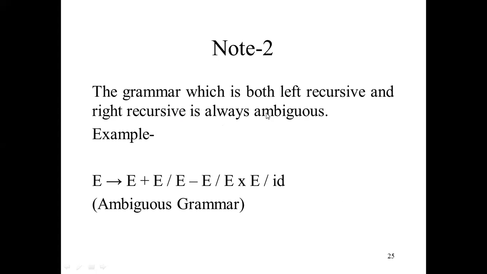Again, note 2: the grammar which is both left recursive and right recursive is always ambiguous. If we are using a grammar that is both left recursive and right recursive, it means ambiguous. In this case, we will get two parse trees, and such a grammar is called an ambiguous grammar.